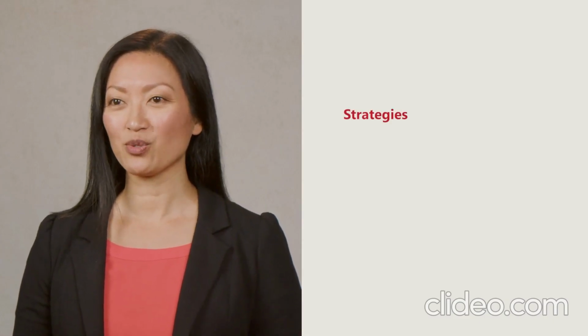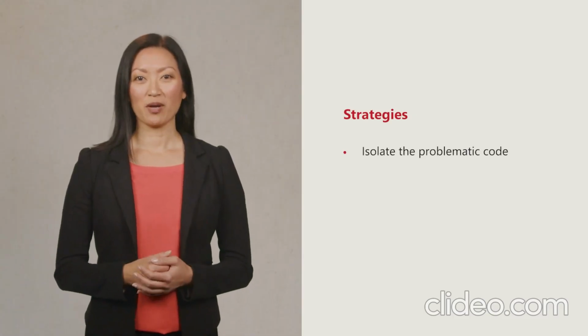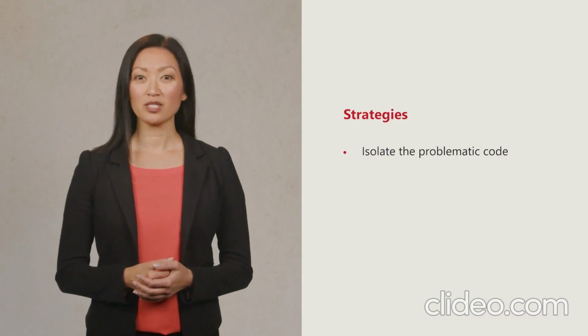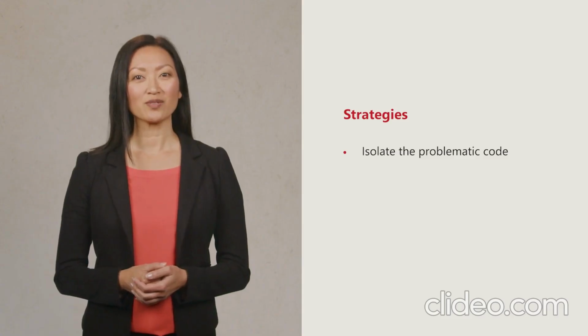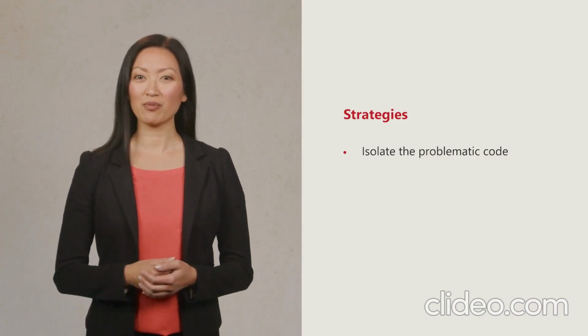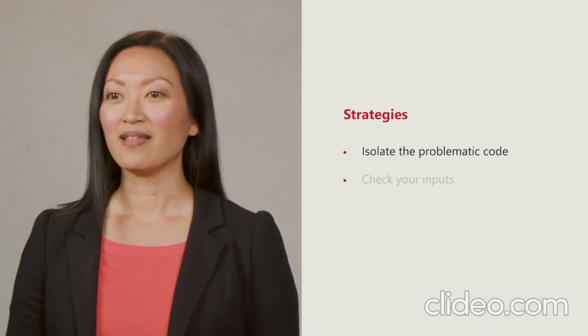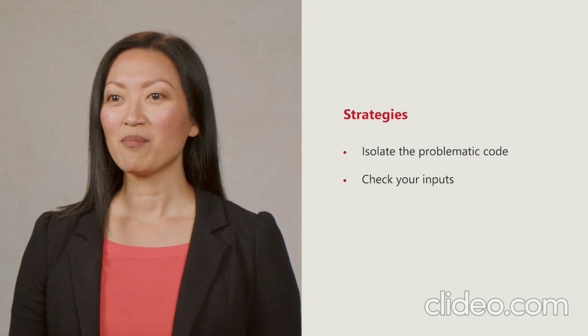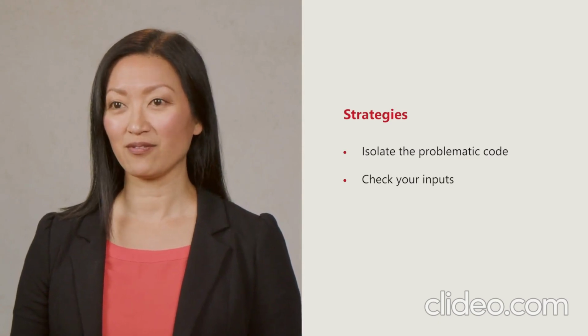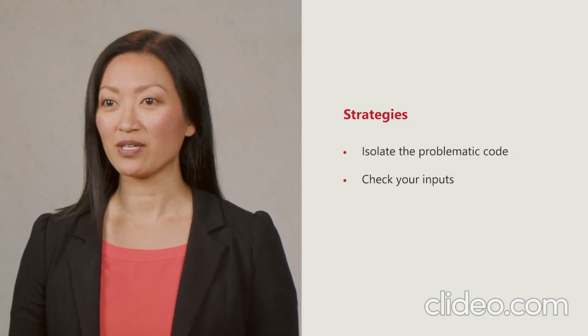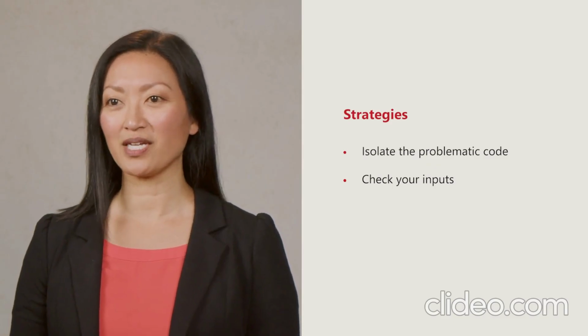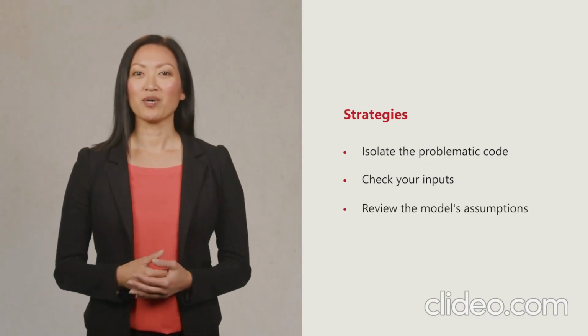Once you have a general idea of the error, it's time to start narrowing down its source. There are a few strategies you can use. The first is to isolate the problematic code. Try to identify the smallest possible section of code that triggers the error. You can do this by commenting out different parts of the code or by using debugging tools to step through the code line by line. Then, check your inputs. AI models are highly sensitive to the data they receive. Make sure the input data you're providing is in the correct format, has the expected values, and doesn't contain any missing or corrupted data.